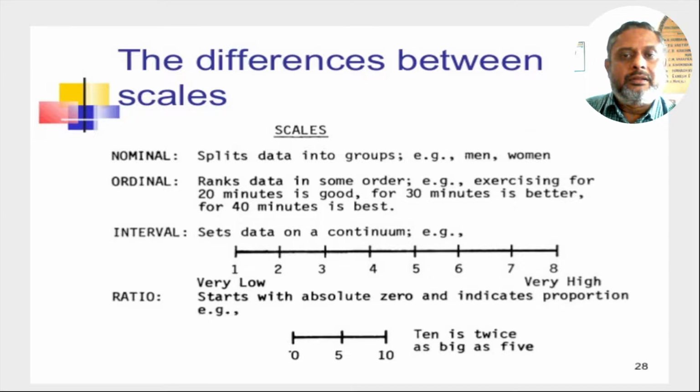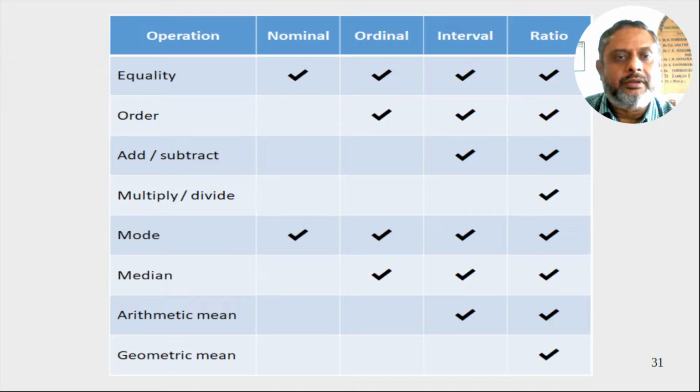Okay, so that's overall. Finally, let's close this by saying that scales: nominal splits data into groups, men, women, and all that. Ordinal ranks data into some order, and interval is a continuum, and ratio starts with absolute zero and indicates some proportion.